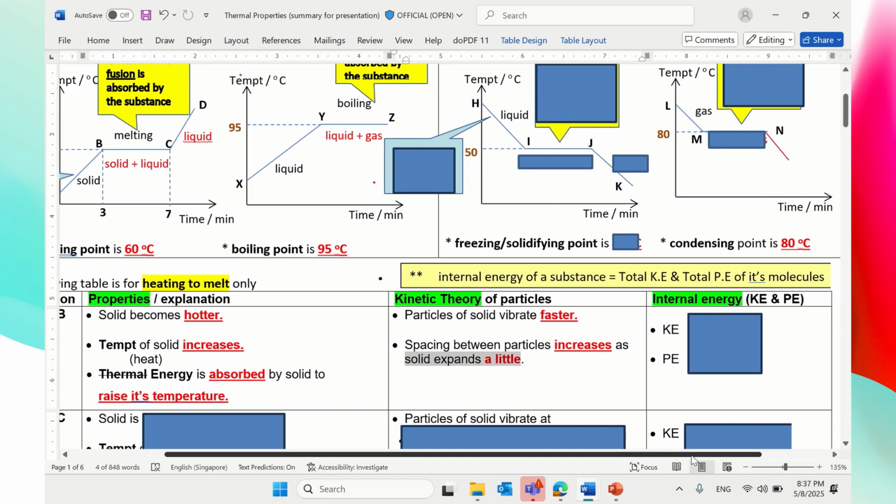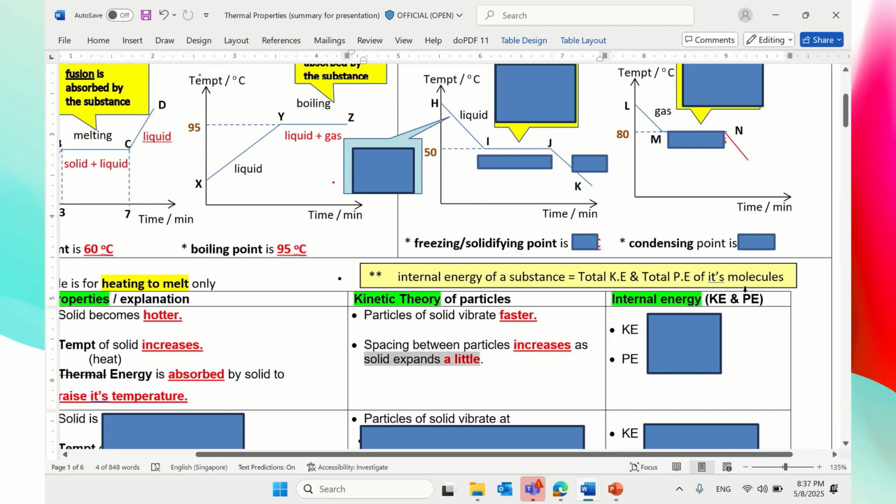Now, if you know internal energy is made up of kinetic and potential, if molecules vibrate faster, then the kinetic energy has increased. And since molecules have become a little bit more spacious, the distance between them has increased, so the potential energy also increased. Remember, we mentioned potential energy is the spacing or the distance between the molecules. The further they are apart, the greater is the potential energy. Okay, so therefore we say internal energy has increased.